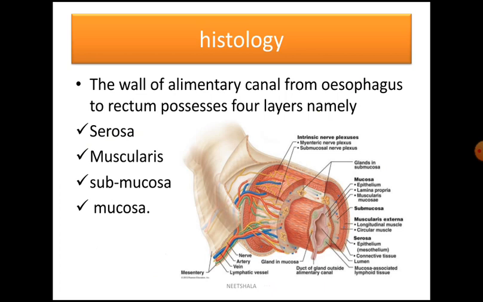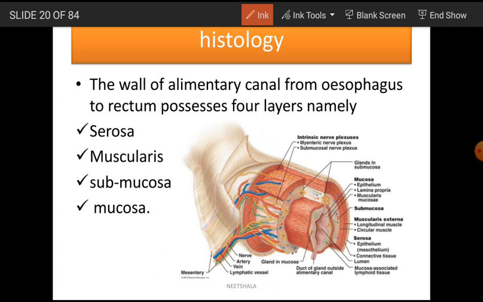Now let us talk about the histology of the alimentary canal, that is the tissue layers which are present in our alimentary canal. If you take a circular cross section of our alimentary canal, it looks something like this. It consists of four different layers of cells. The outermost layer is known as the serosa.